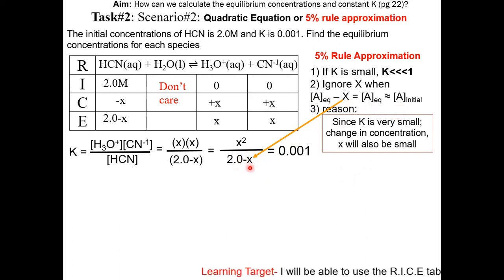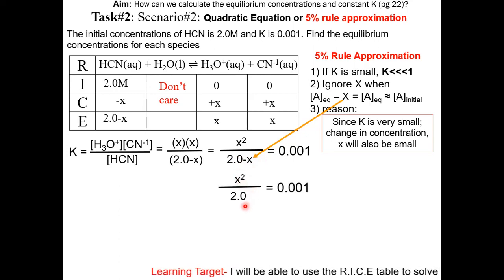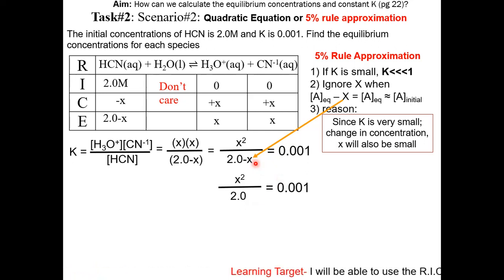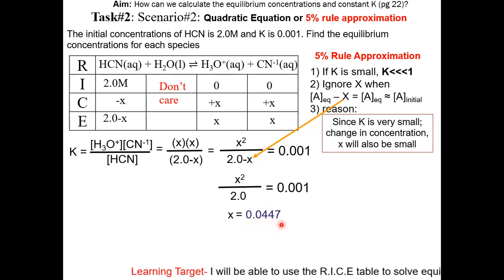So if we ignore x over here, this will be equal to x squared over 2, equal to 0.001. Since x is very small, 2 minus a very, very small number will be about 2. This is the approximation. Once you do it, you can solve for x. You get x is equal to 0.0447. This is much easier than using the quadratic equation.